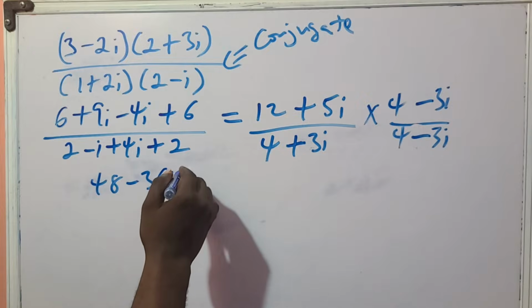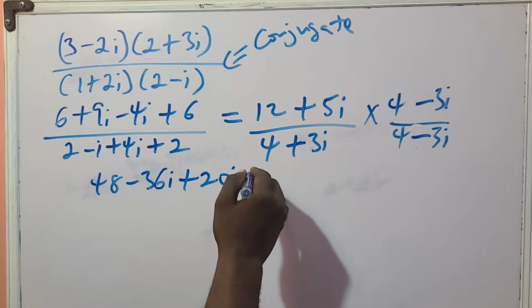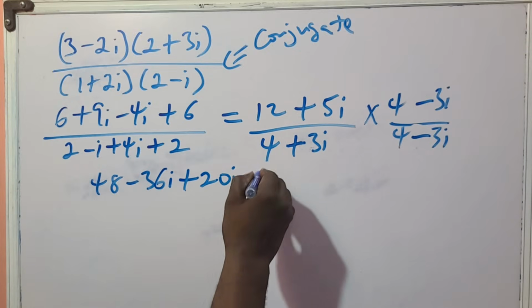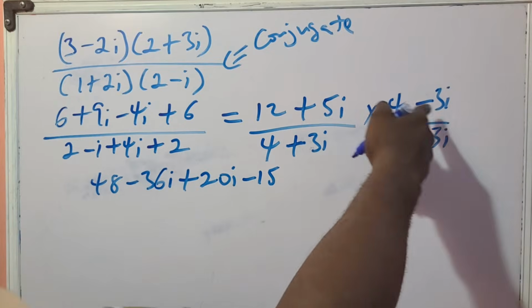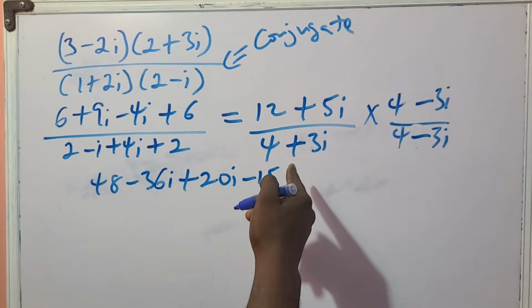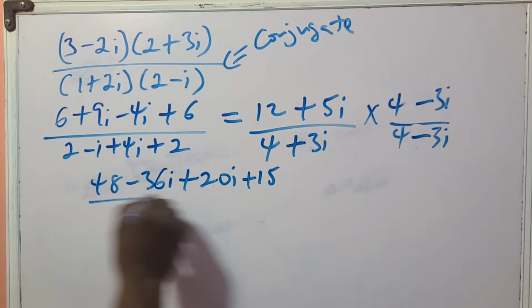So I believe at this point, everybody should be getting 5 times 4, that will be 20i. Then we have minus 15. It's supposed to be minus 15, but we'll have to turn it to plus 15 because of the i squared, i times i being i squared.